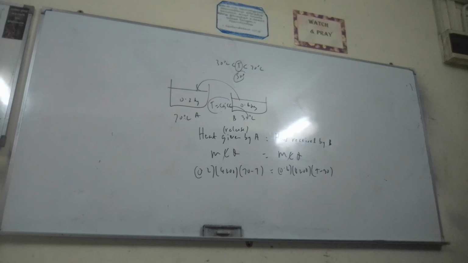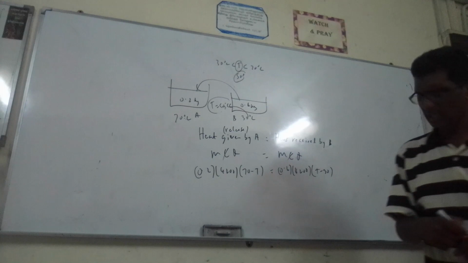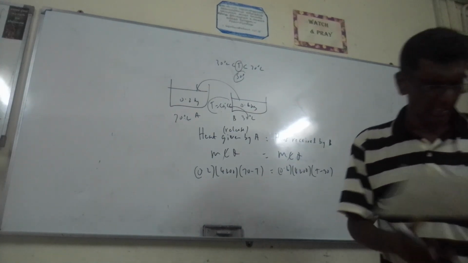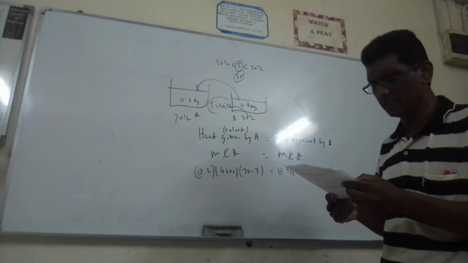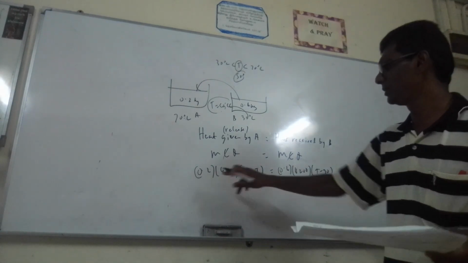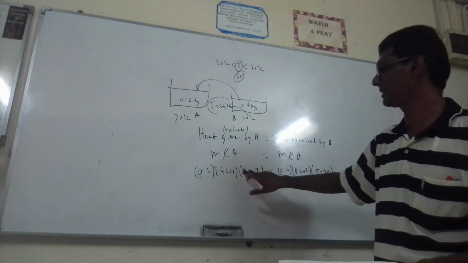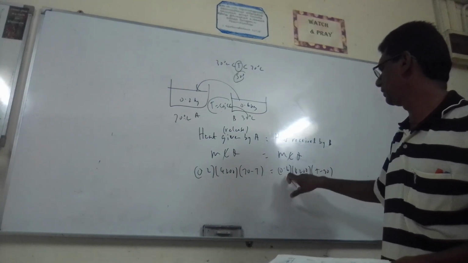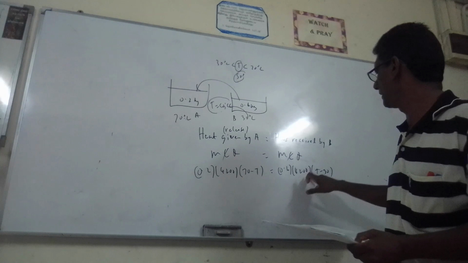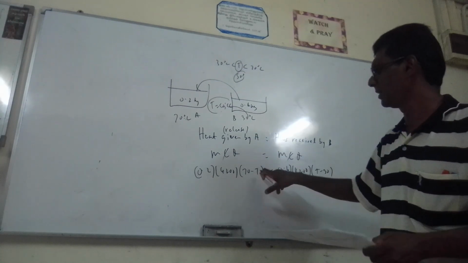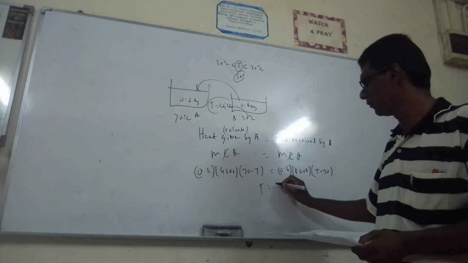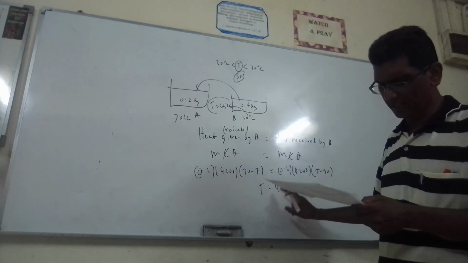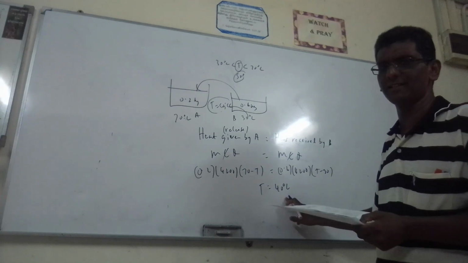Okay, I know this answer. The answer is 40 degrees Celsius. So 0.2 times 4200 times (70 minus T) equals 0.6 times 4200 times (T minus 30). You must get T on one side and numbers on the other side. So finally T equals 40 degrees Celsius.